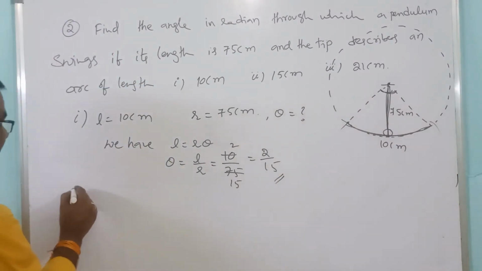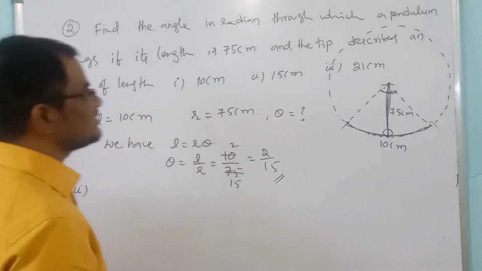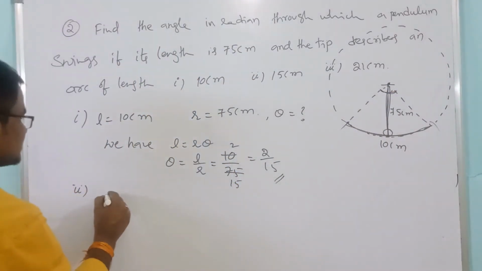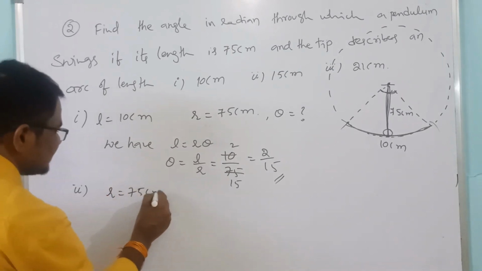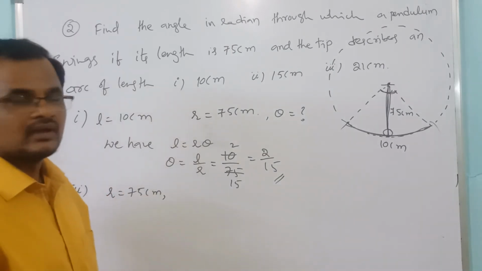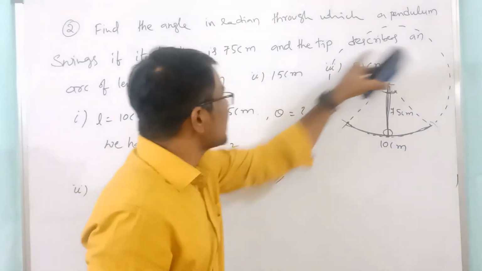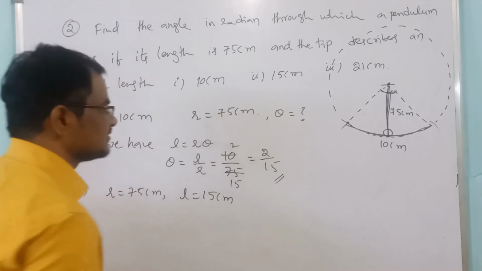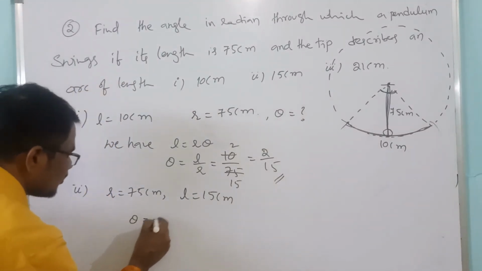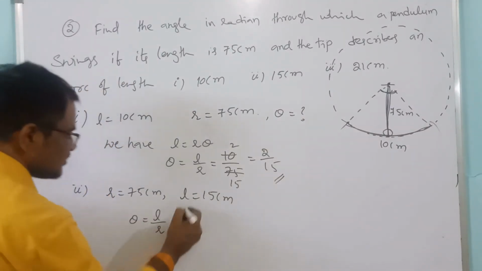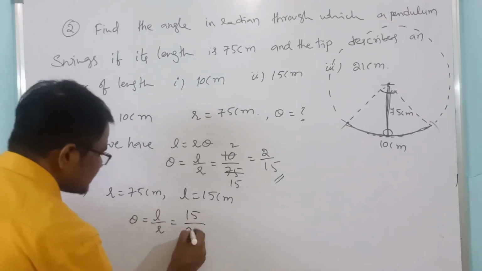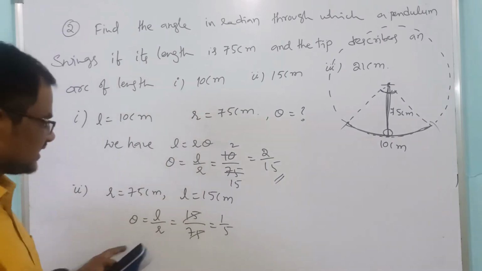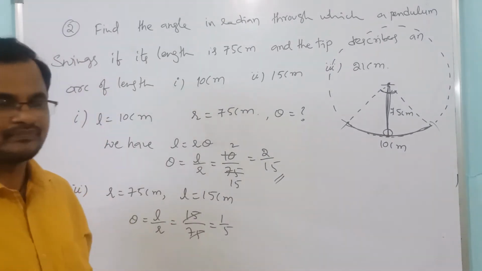Next, the second one. For the second problem, what is given? Same length of the pendulum, so R equal to 75 centimeters is given. And the tip describes, means L equal to 15 centimeters is given. Here also theta equal to L by R, that is equal to 15 by 75. So 1 by 5, right? Theta equal to 1 by 5 radians.